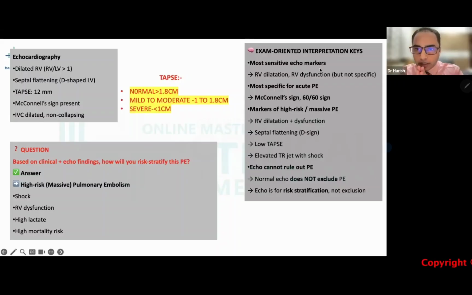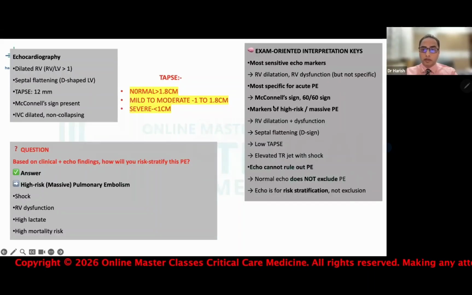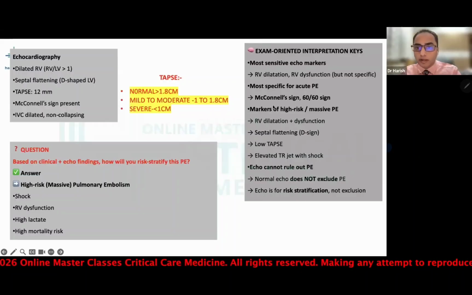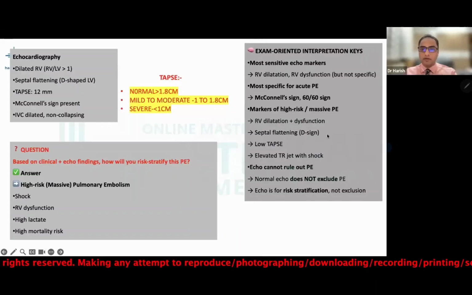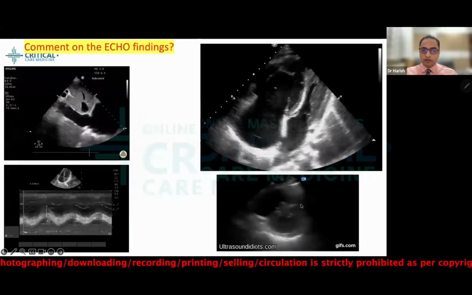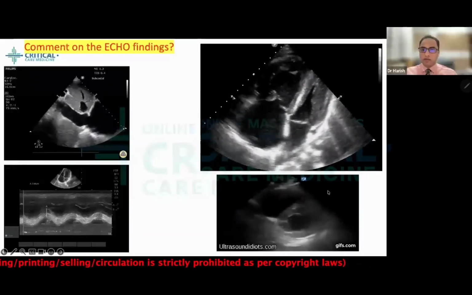So your interpretation keys, what you need to remember: the most sensitive echo marker is RV dilatation, RV dysfunction, but not specific. Most specific for acute PE is the McConnell sign, which we also call the 60-60 sign. Marker of high risk or massive PE: RV dilatation plus dysfunction, septal flattening is there. So here if you see, the inverted D sign is happening. It looks like an inverted D sign. So that is septal flattening.